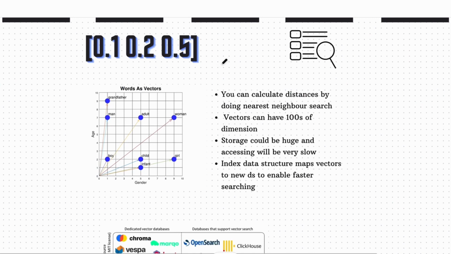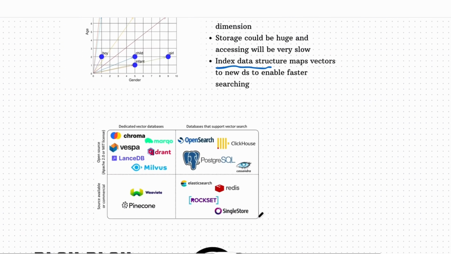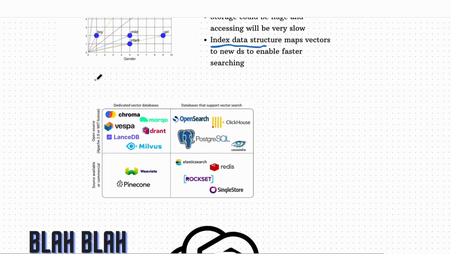So let's say each sentence is broken down into a set of vectors, or vector embeddings. And you can see that you can have these vectors represented in a dimension space. In this case, grandfather, man, adult are some of the vectors. So let's say you want to find the two nearest sentences. You can calculate distance by doing nearest neighbor search. Vectors can have multiple directions, in fact hundreds of dimensions, and storage could be huge and accessing will be very, very slow. Not only that, we will need some kind of indexing data structure to address this huge storage cost. And that's where the concept of vector databases comes into play.